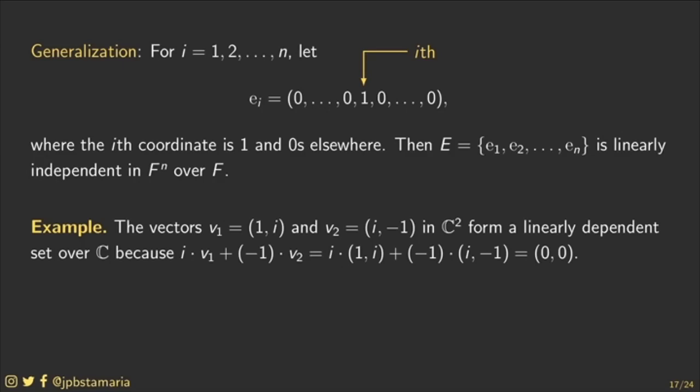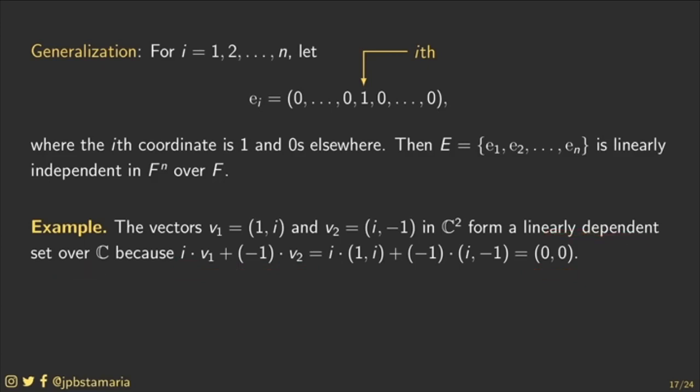It can be shown that this is linearly dependent over C. When I say over C, the scalars are complex numbers. Okay? Because when you multiply i to v1 and multiply negative 1 to v2, you get the following computation. As you can see, the resulting combination is the zero vector in C^2. So you can see the scalars i and -1 are not all 0, but the combination is 0. So linearly dependent over C.